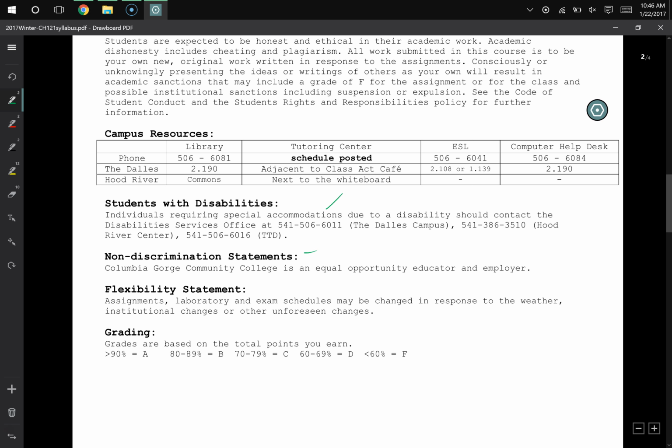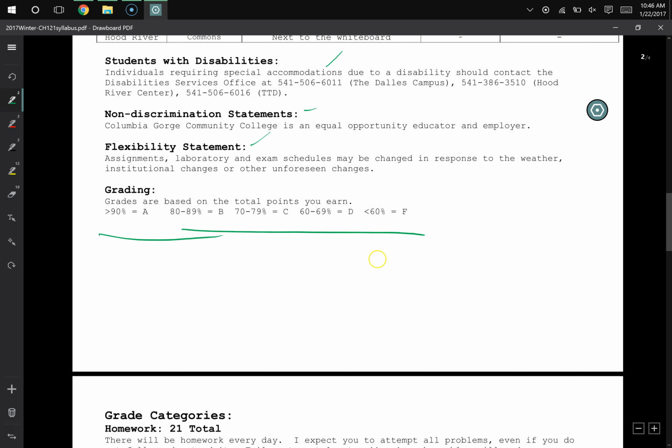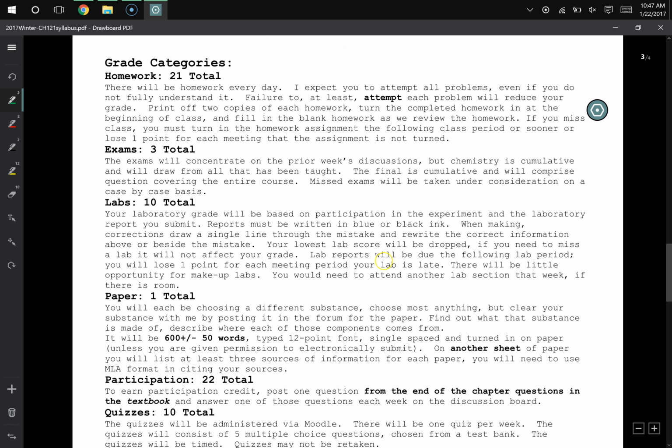Don't discriminate. The flexibility statement we're very aware of, since we missed the first 2 weeks of class because of snow and rain. There are the grades, just normal percentages. Every point in this class is worth the same as every other point in this class. So earn as many points as you can.